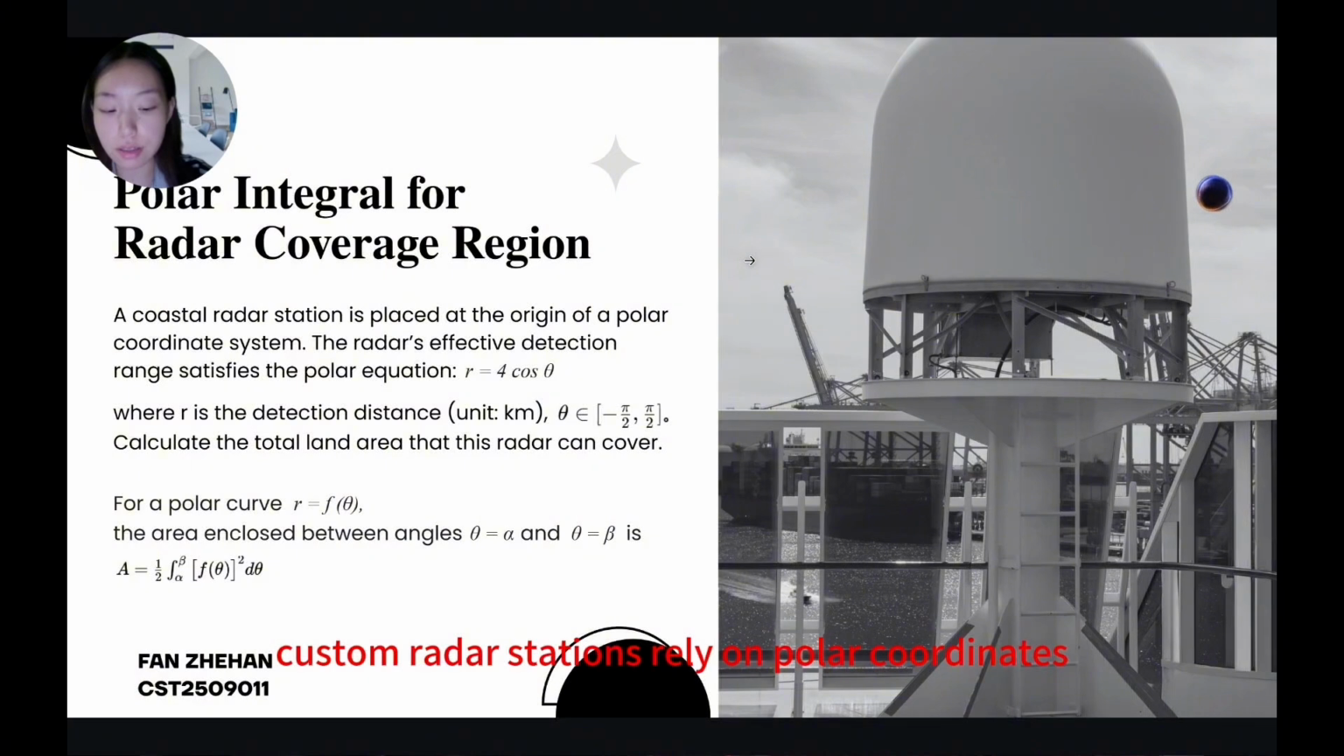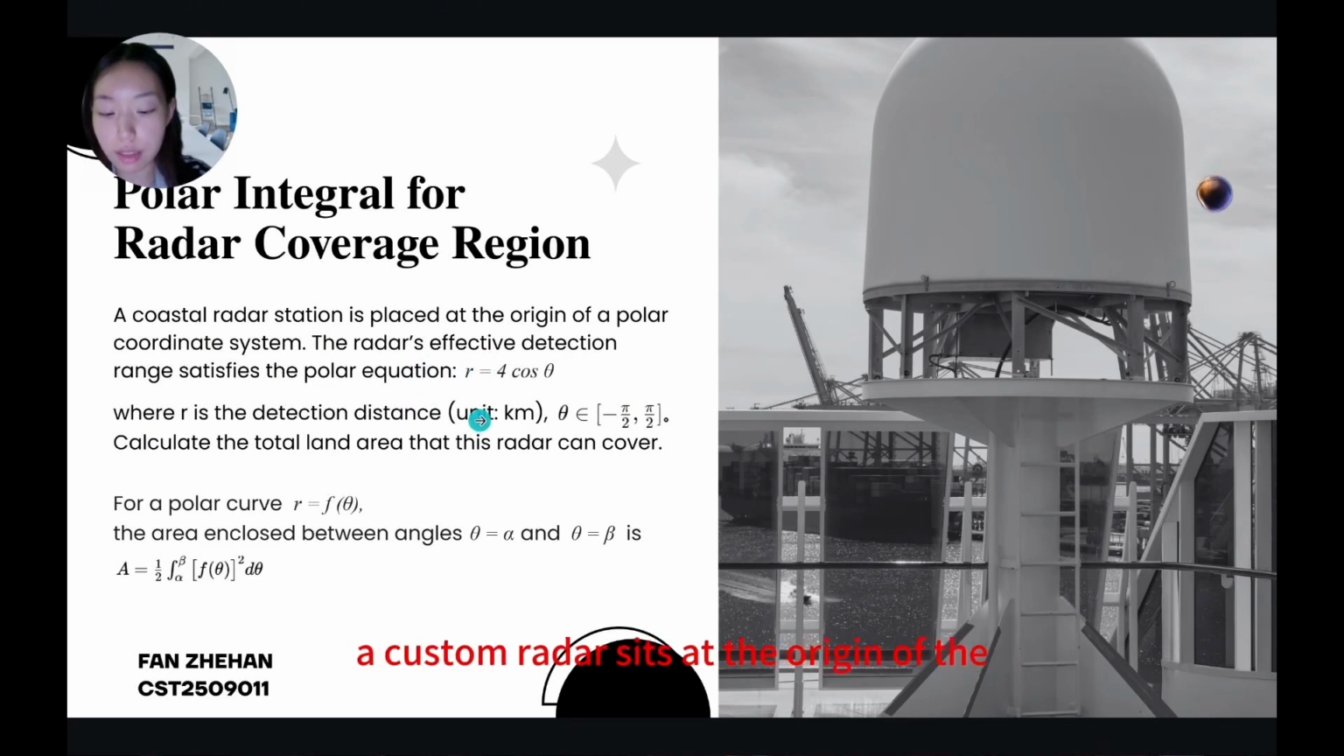Coastal radar stations rely on polar coordinates to describe their scanning zone perfectly. Cartesian coordinates will make this calculation more cumbersome. I will walk through a complete simple problem step by step now.